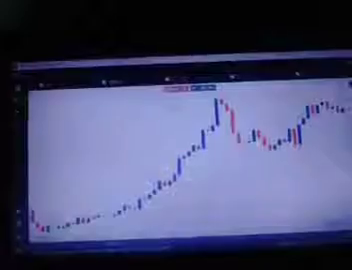What makes up structure is what we call resistance and support. Let me explain a bit about this before I show you how these things actually work on a chart. When it comes to resistance and support, you can use the example of a room where you have a floor and a ceiling. I'll take this as the ceiling of our roof and this as the floor.